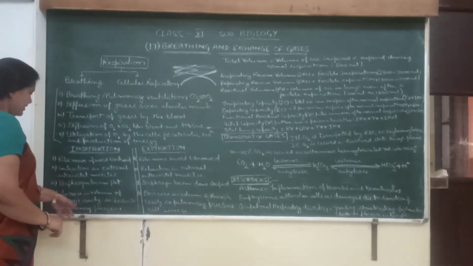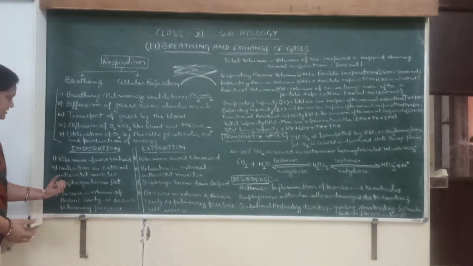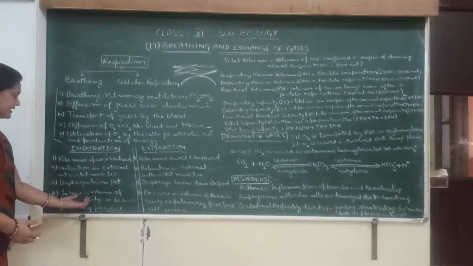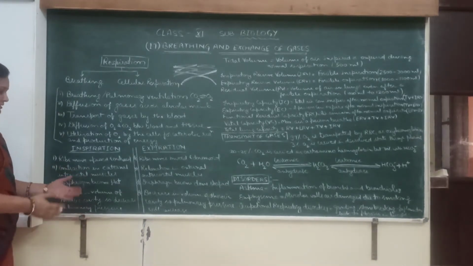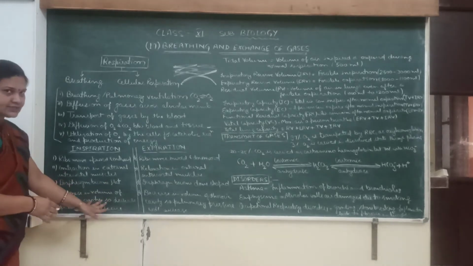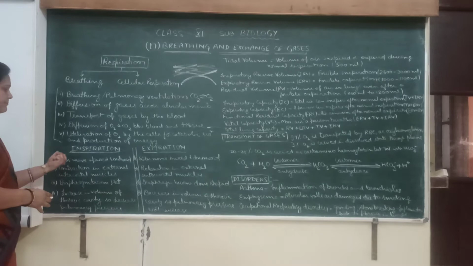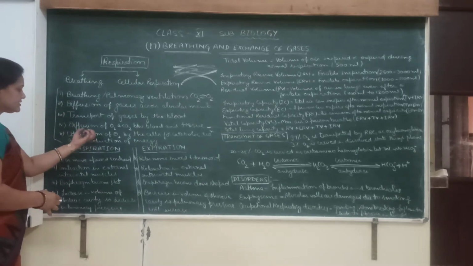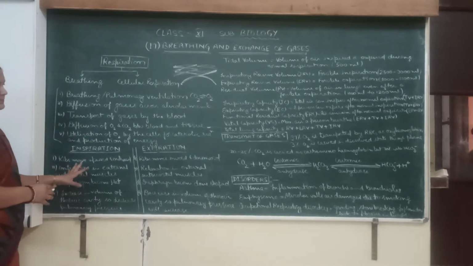And what happens after this? The volume of thoracic cavity is increased. Then if the volume is increased, the pulmonary pressure is decreased and forcefully the outer air is deposited in the lungs.